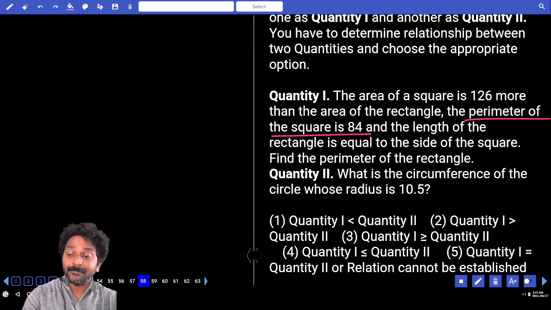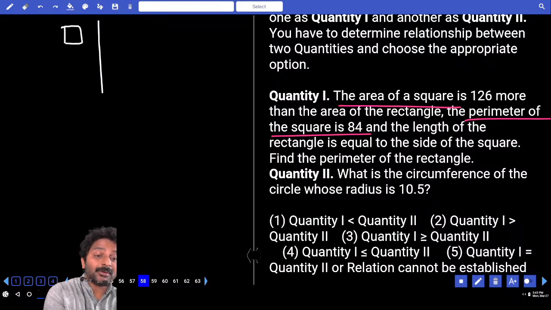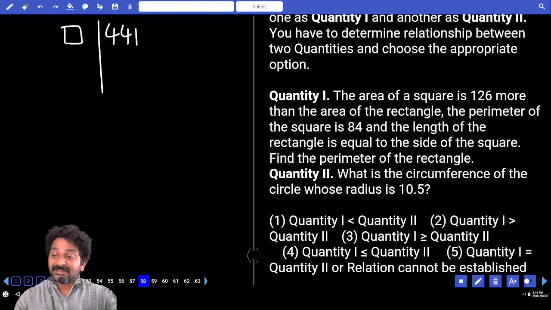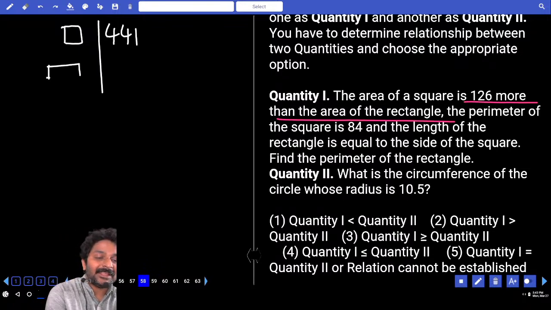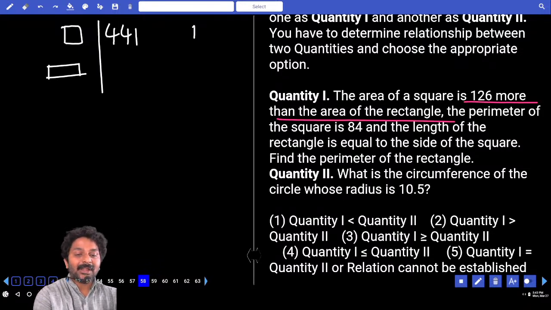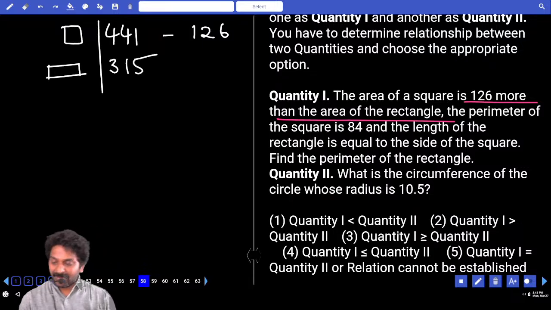Then what is the side? Area of the square. 21 squared is 441, which is 126 more than the area of the rectangle. Then the area of the rectangle is 126 less than 441 only. 400 minus 100, last 2 digits 41 minus 26 is 15. That is 315. Continue.